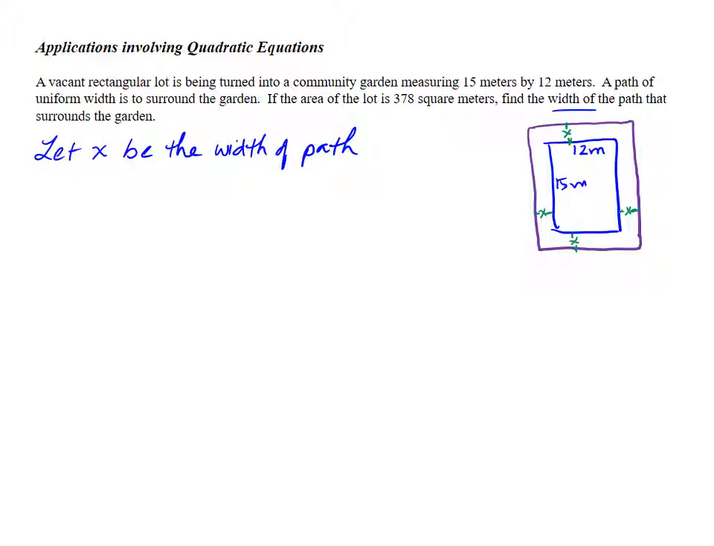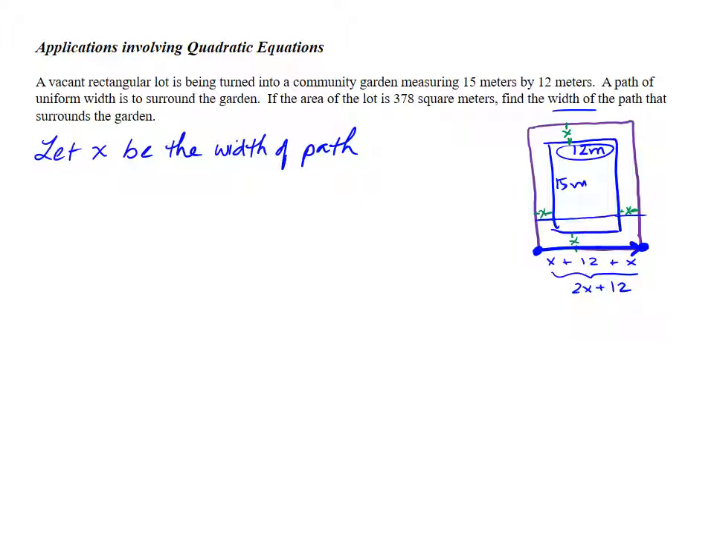So when we examine this entire lot, if we were to start at this corner and walk across to this corner, we would first cross the path. So especially if we were doing it from the middle, we'd cross the path, then we'd go 12 meters, and then we'd cross the path again. So this is x, the path, plus 12 plus x. This width actually is 2x plus 12 as an expression, because we cross the path twice as we go across that lot.